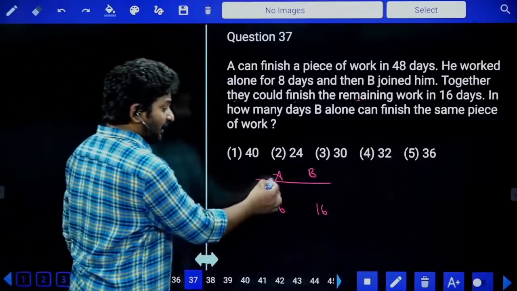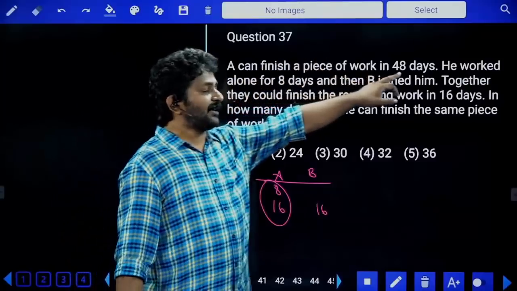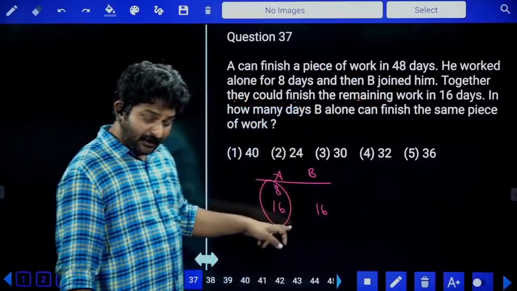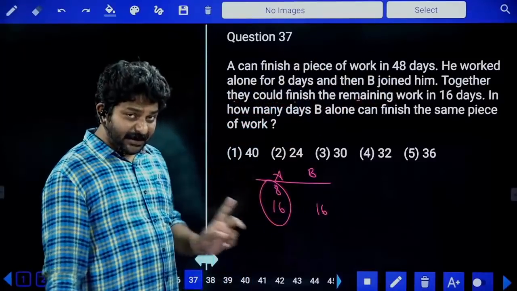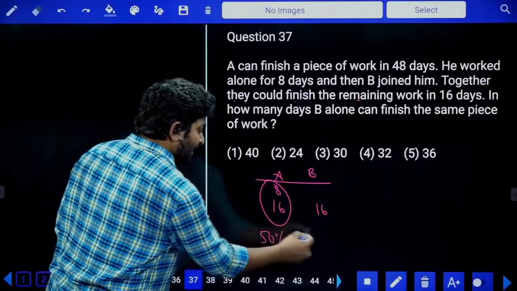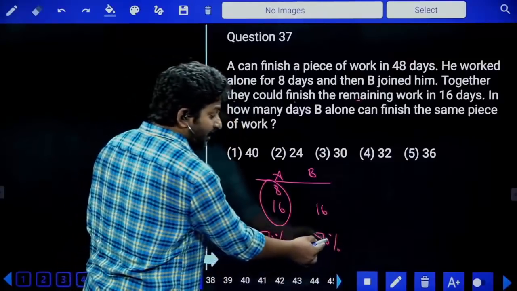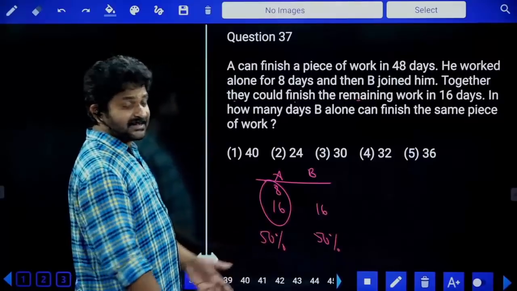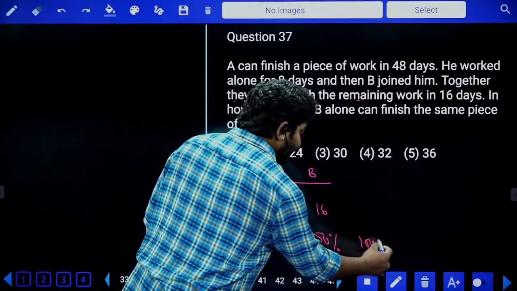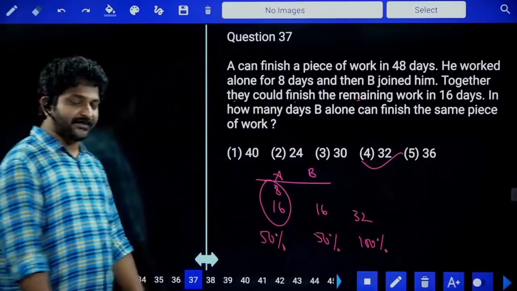So out of the total, A worked for 24 days. A can finish the total work in 48 days. Out of that, he already worked for 24 days. That means 50% of the work is done. If 50% of the work is done by A, the remaining 50% is done by B only. If B can complete 50% of the work in 16 days, to complete the total work, that is 100%, he needs 32 days. 32 days, fourth option is the final answer.